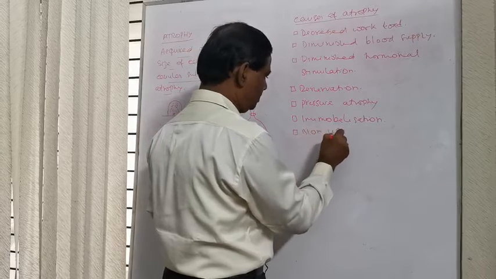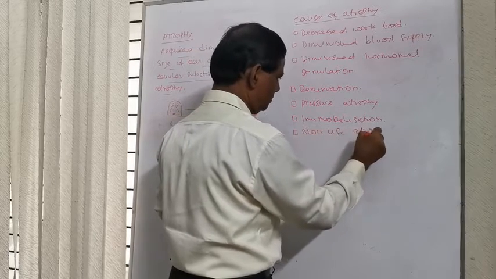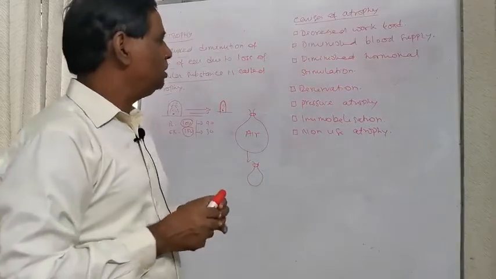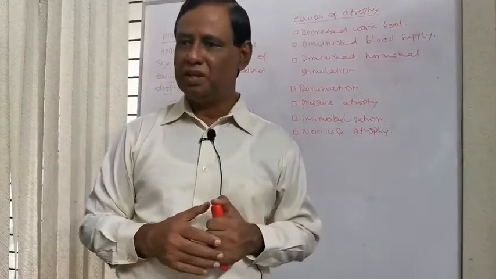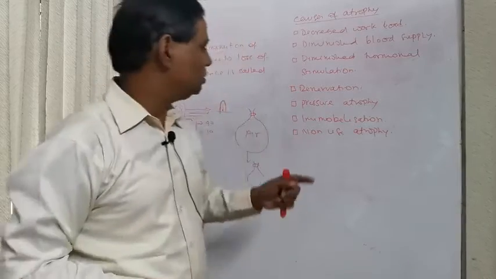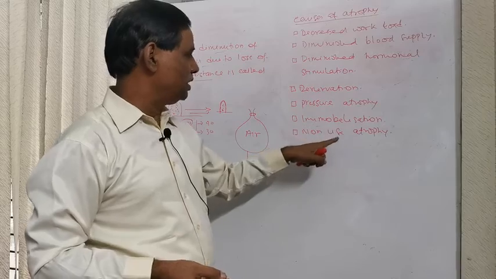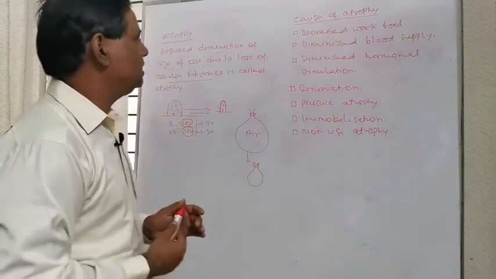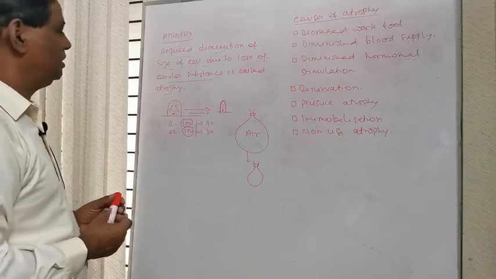Non-use atrophy. You know, we have got the thymus. After a certain period, the activity of the thymus is reduced. So, with reduction of use, the non-use thymus undergoes atrophy. So, these are the different causes of atrophy.